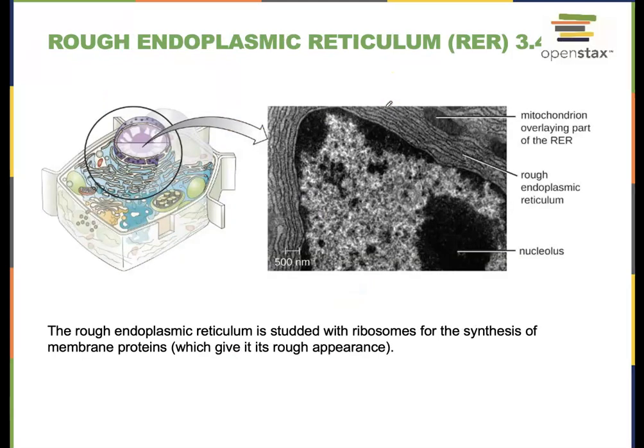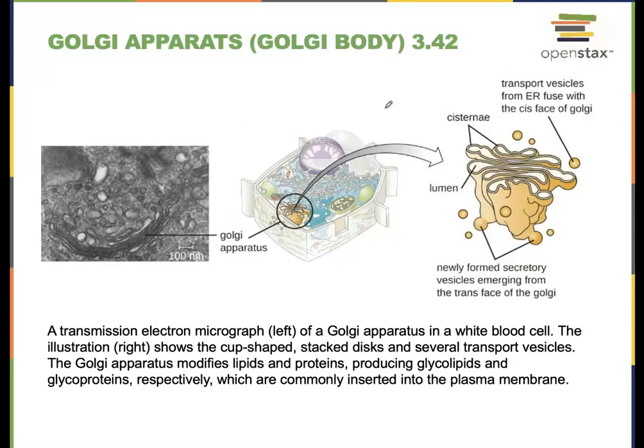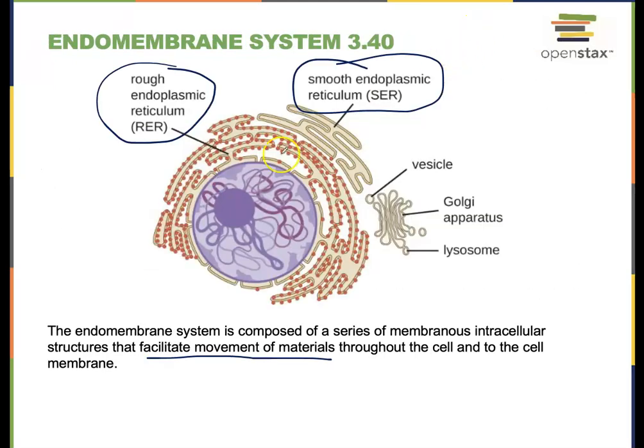Let me see if I have other images of this. Nope. Okay, so rough ER, why is it rough? What are those red dots? Those red dots are ribosomes, okay? Ribosomes are embedded within the rough ER, and since ribosomes make protein, the rough ER is busy making protein. But the proteins that are made here are usually secreted from the cell.